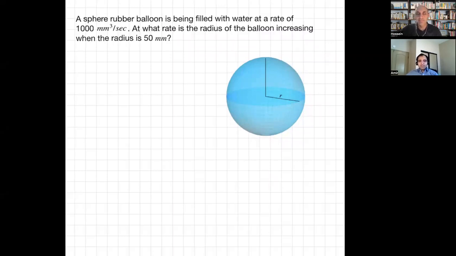Today we are looking at application of derivatives in the rate of change problems in calculus. Hossein is here today to help me solve this problem.